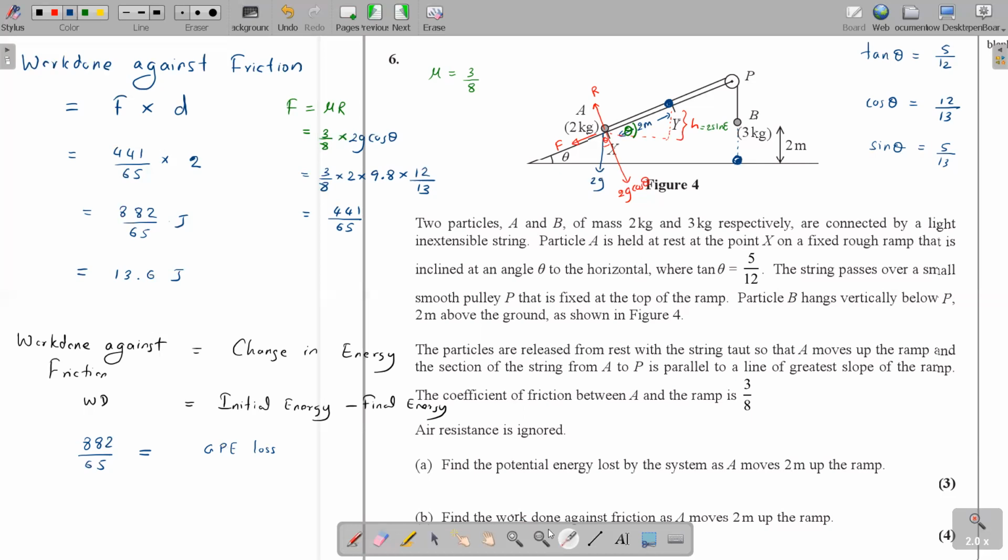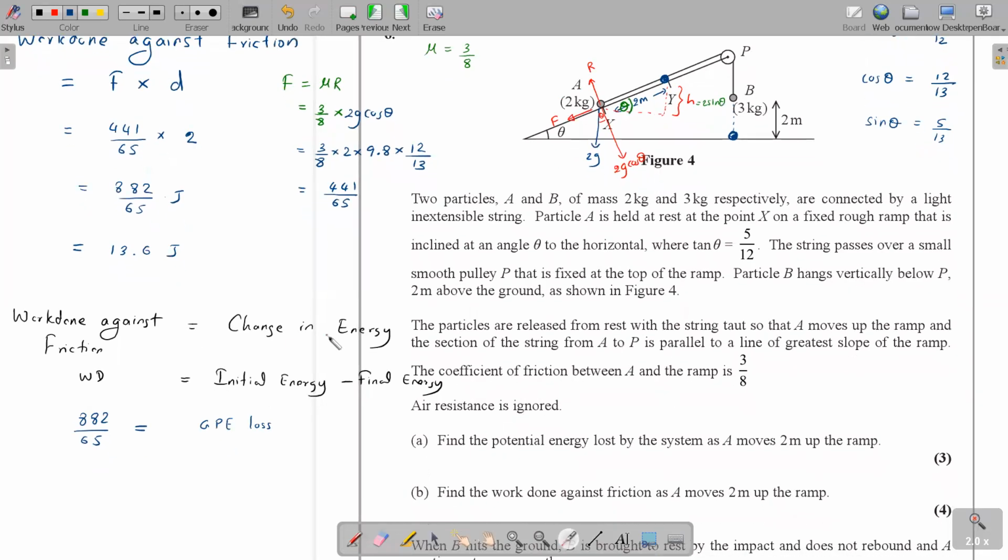So let's consider the change in kinetic energy. I'm taking the change in energy, so I'm considering the change in GPE and the change in KE. The change in GPE is a GPE loss, which we have already found in part A. What about the change in kinetic energy? Let's talk about the change in kinetic energy.